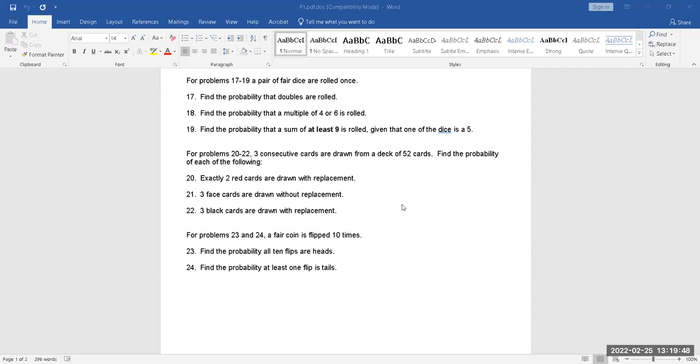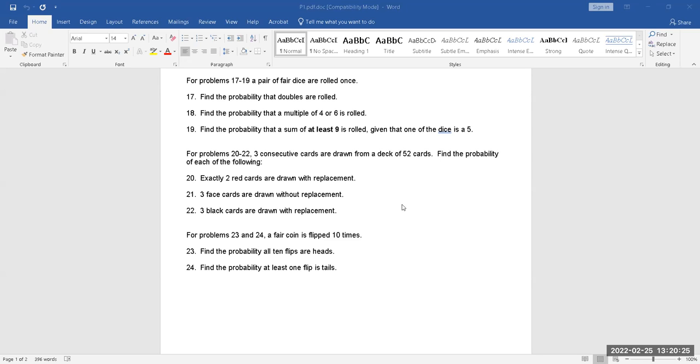Now, the next one says I do three cards. Now, a face card, you don't have to be a card player. A face card is a jack, a queen, or a king. And there's four of everything, because there's four suits, there's four twos, there's four threes, there's four fours, and so on. There's four jacks, there's four queens, there's four kings. So there are 12 face cards in a deck of cards. So I'm going to do three face cards in a row. There are 12 face cards.